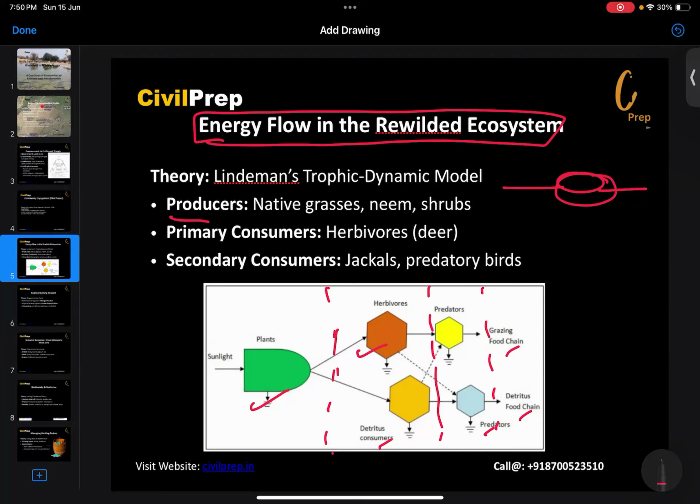So here the producers are basically native grasses, neem and shrubs. Primary consumers are majorly herbivorous, deer. Apart from deer, squirrels are also there, and certain other animals living in those areas. Burrowing animals are highly present here. Then secondary consumers, we have jackals and certain other predatory birds. So this is helping us to maintain the energy flow. This energy flow theory is given by Lindeman.